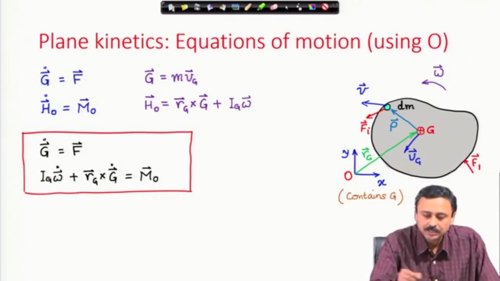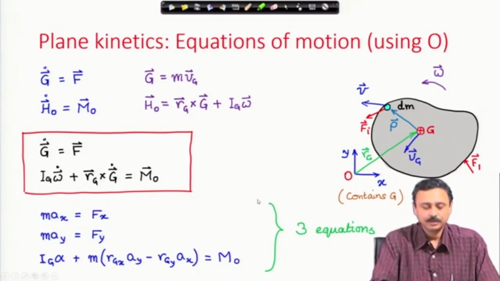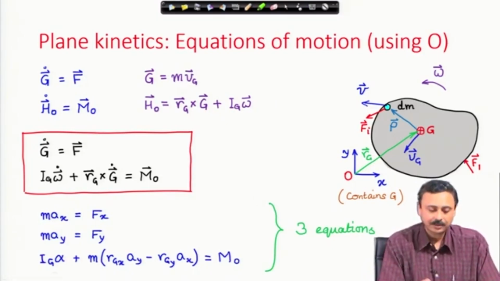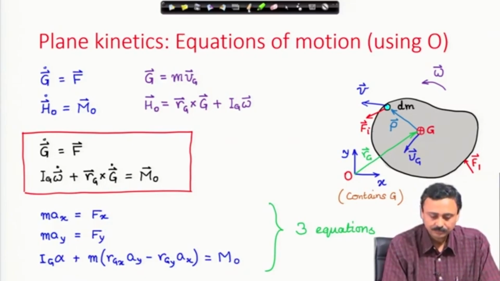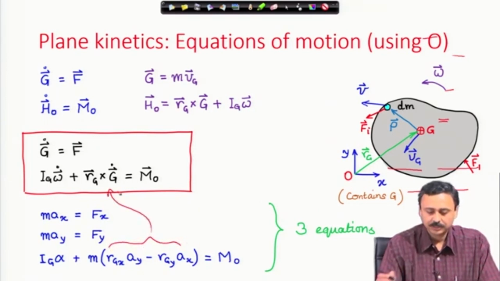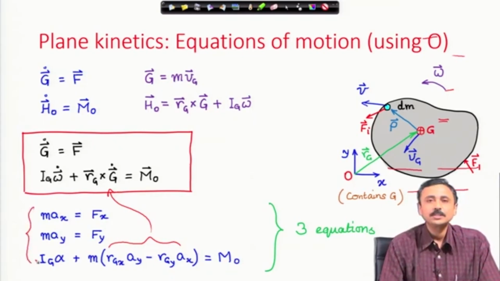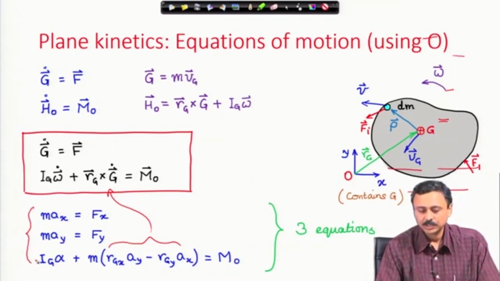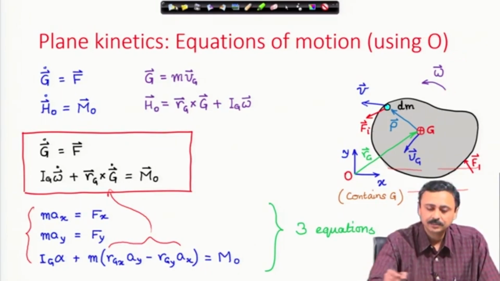And if you do this simplification, if you write down the scalar components, component wise, you will get these three equations. This term comes out of this cross product. Therefore, these three scalar equations give us the equations of motion for the planar motion of this prismatic rigid body.